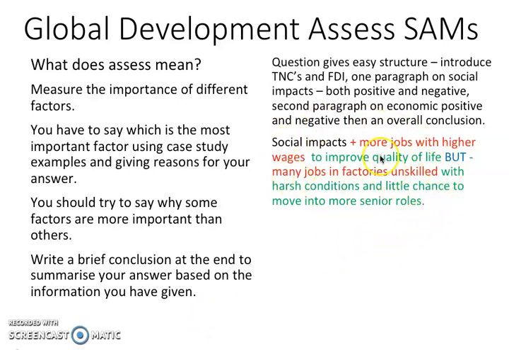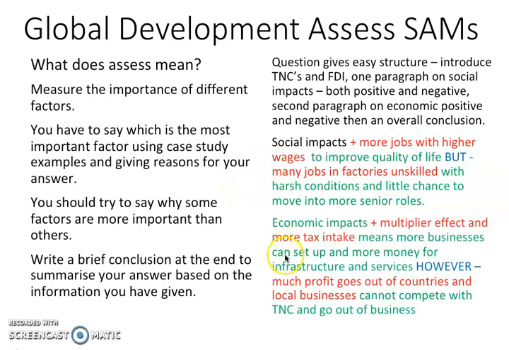So here you can see with the color coding, the different possible ways of putting the information. So you've got more jobs with higher wages, which improve quality of life, so starting to assess it a little bit. But, yeah, so using the connectives which show however, or this is assessing how important it is. Although it does some good stuff, it does some bad stuff as well. Here we can see some of the economic impacts as well.